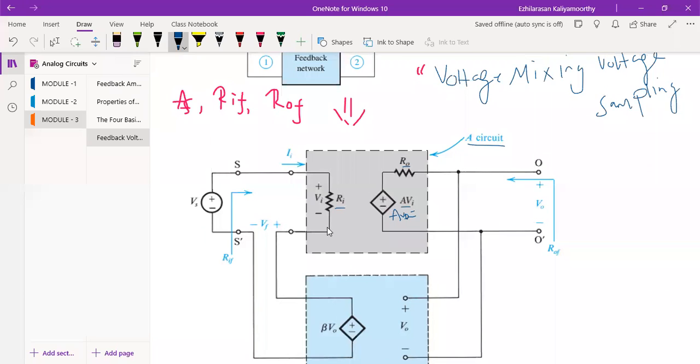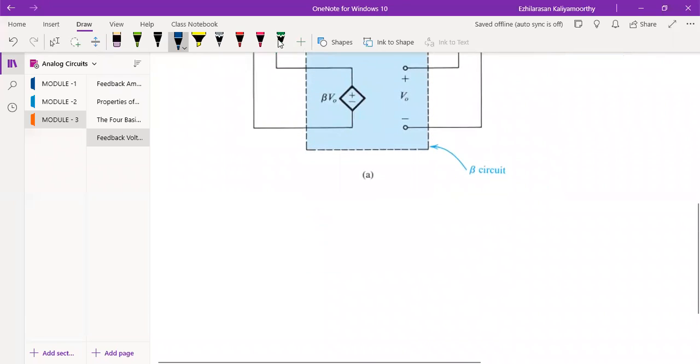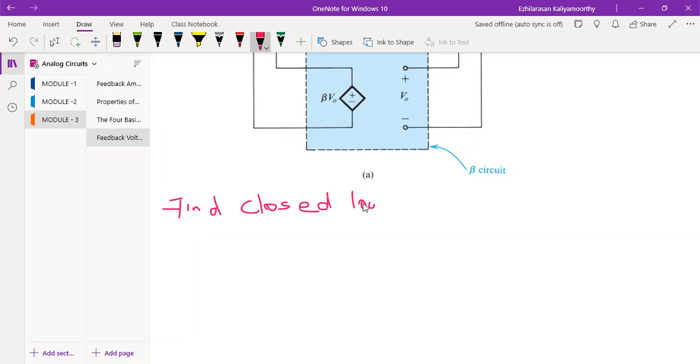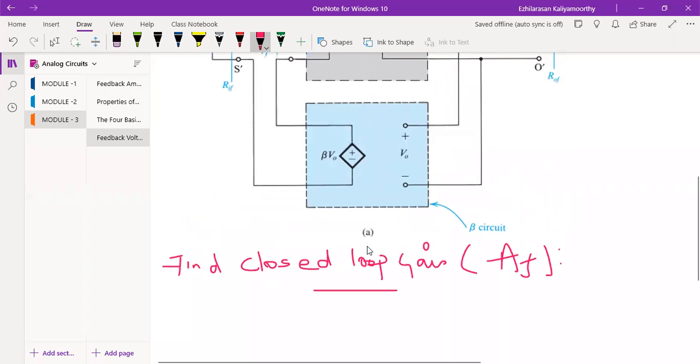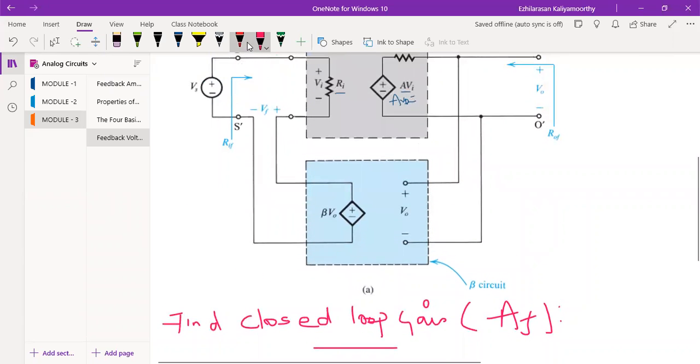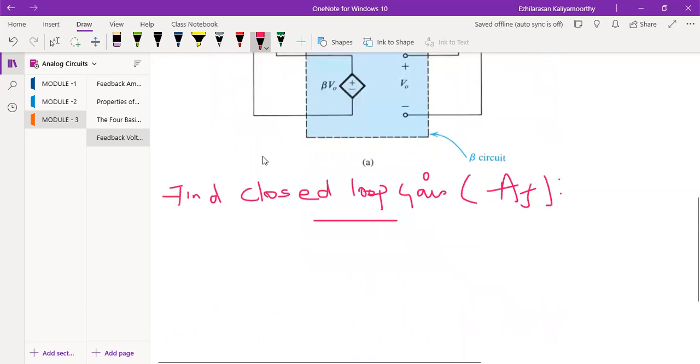So now we need to find the closed loop gain. The closed loop gain is represented as AF. So let us calculate AF. How can we calculate the AF now? To calculate the AF, let us use this ideal structure. So from the ideal structure, let me write.